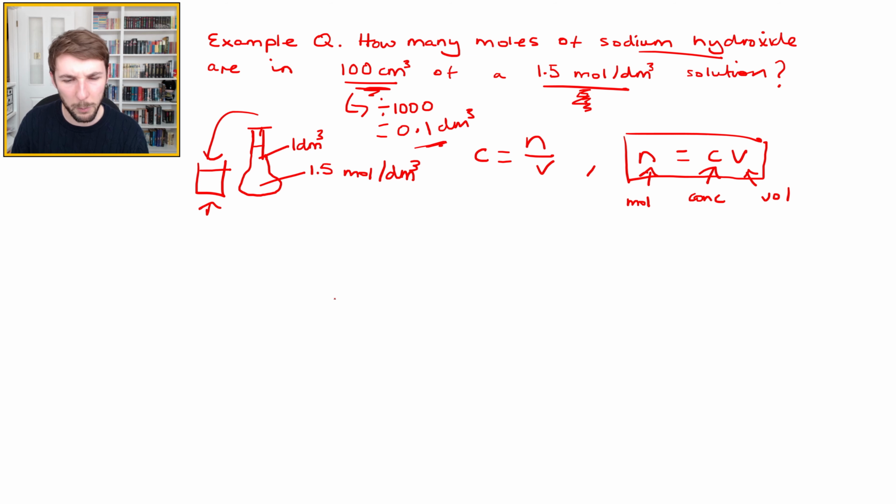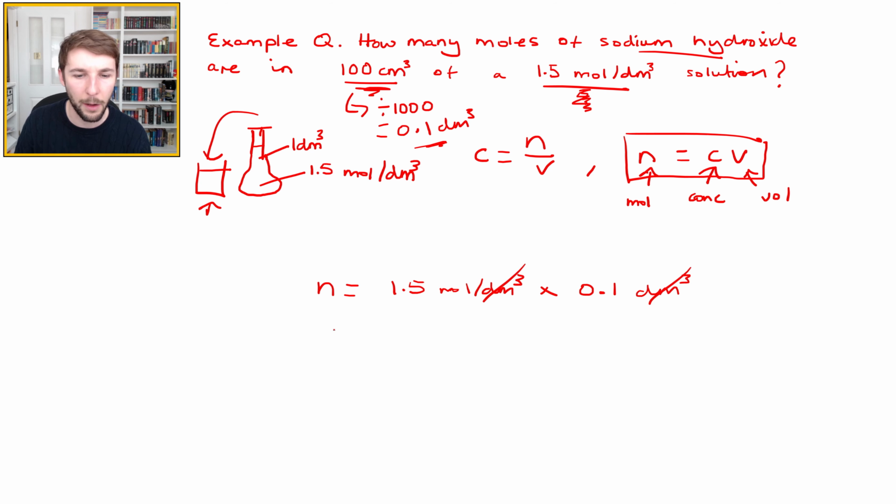So in order to work out the number of moles here, we're going to do n equals 1.5 moles per decimeter cubed. Let's just pop that in so we know what units we're working with, multiplied by that volume of 0.1 decimeters cubed. So that's going to cancel out and you're going to get an answer in moles, and therefore the number of moles in that portion is in fact 0.15 moles. There we go.